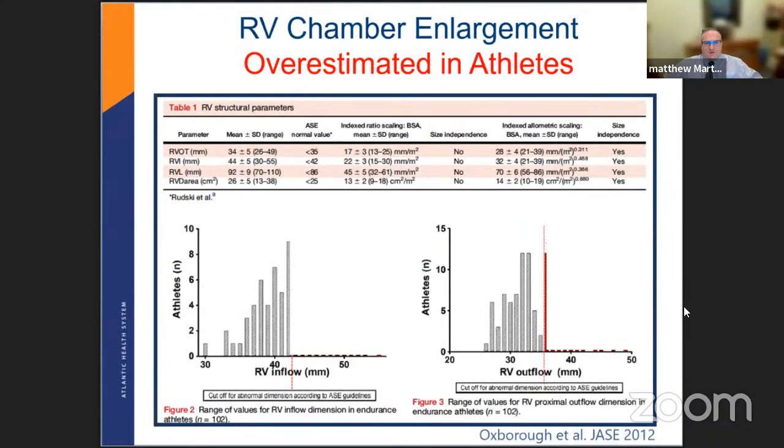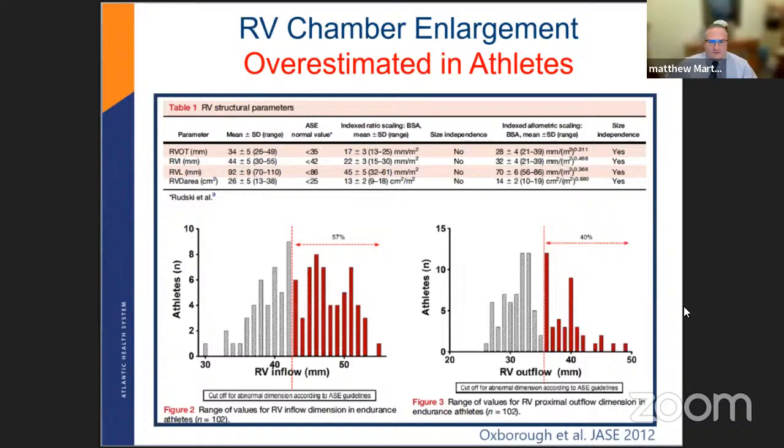RV chamber enlargement can also be increased, but overestimated, again, based on ASE criteria. This is 2012 data from Oxborough. And whether you use the cutoffs from the ASE for the RV inflow or the outflow, somewhere between 40 and 60% of the time, athletes will be considered abnormal, falling into that pathologic finding if you use standard cutoffs.